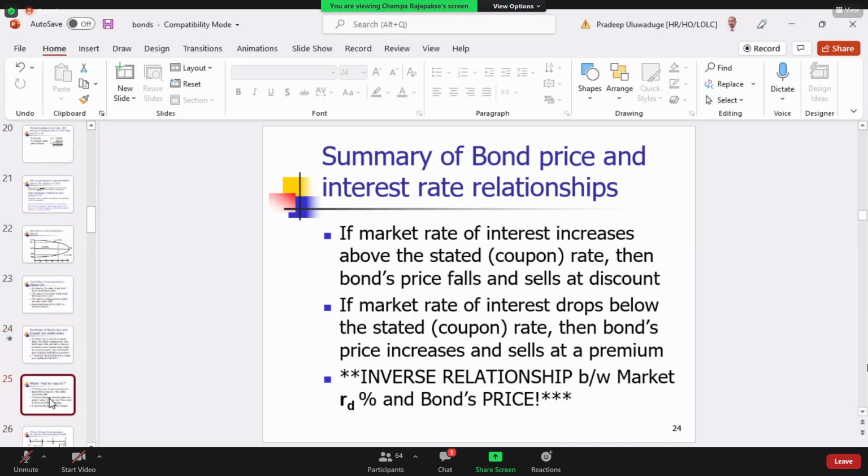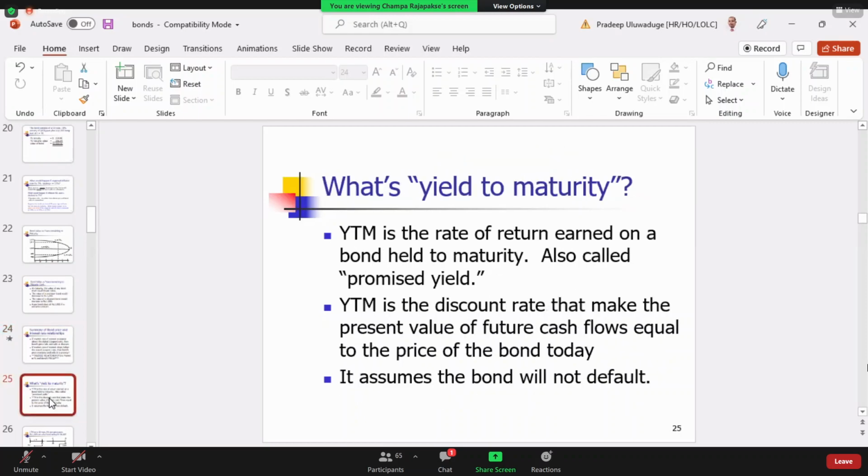So, yes. Then we move on to a new concept. What is yield to maturity?